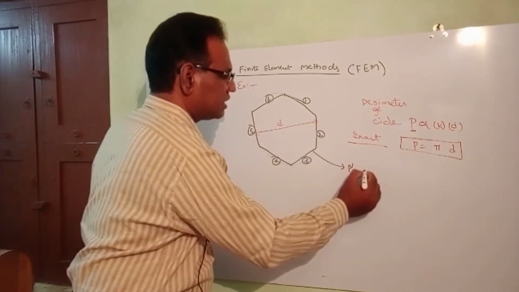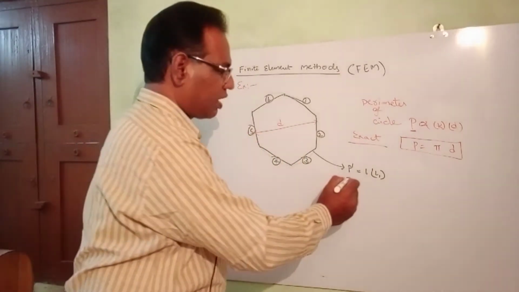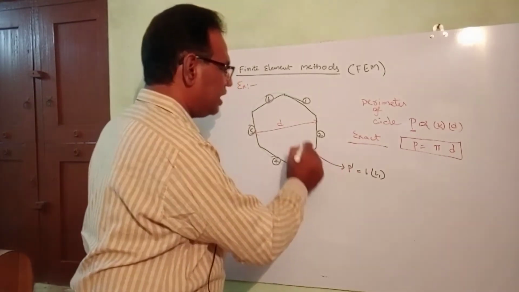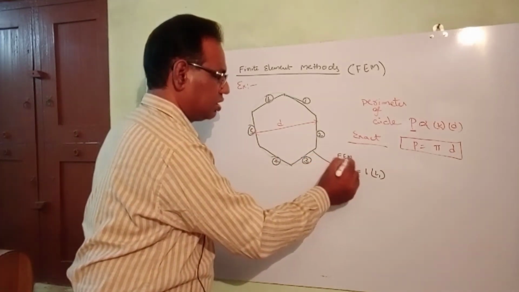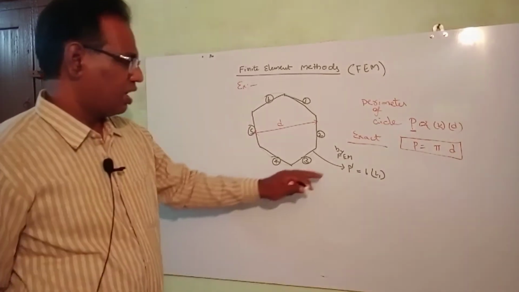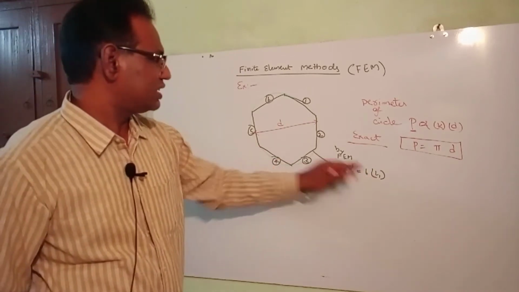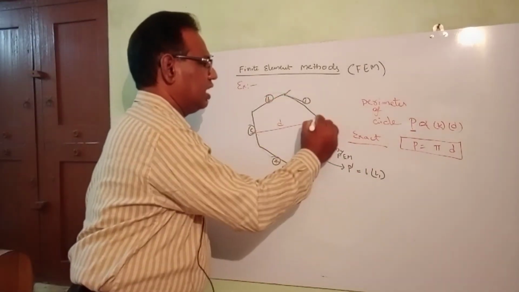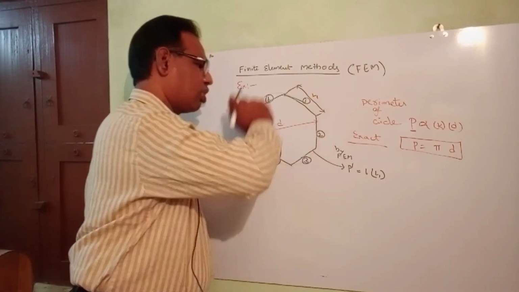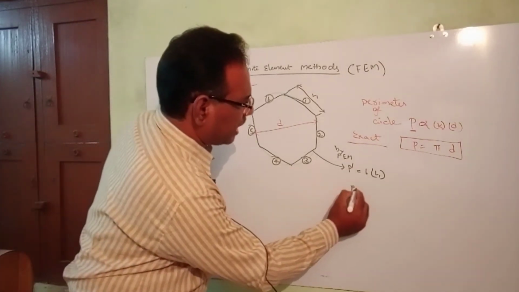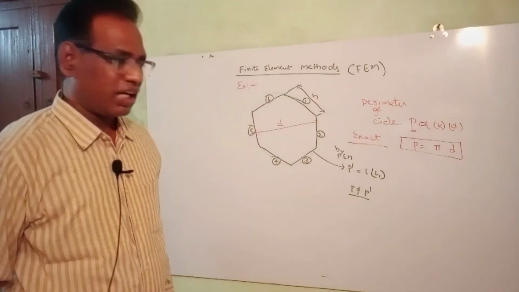6 line segments, 6 into L1, where the length of the segment is L1. P dash is the perimeter of a circle by the new method, the FEM method. By FEM, P dash is 6 into L1, where 6 is the number of line segments and L1 is the length of the line segment. This L1 is the same for all the segments. But P and P dash are not at all equal, because a lot of error is there.